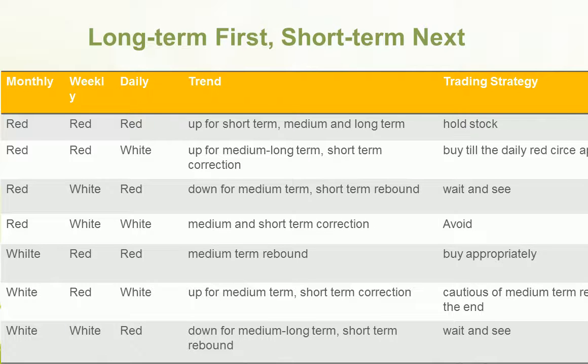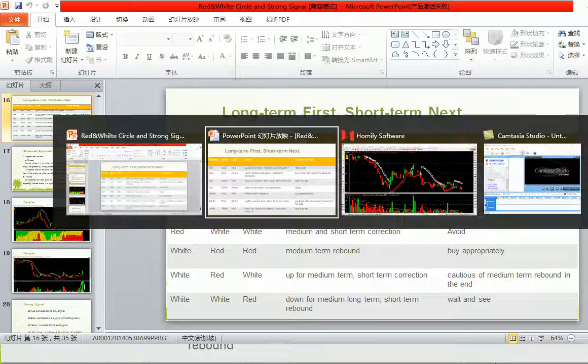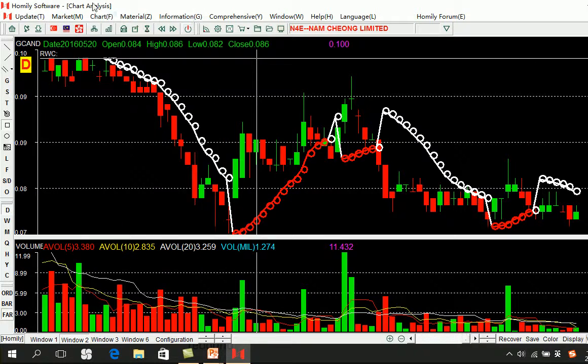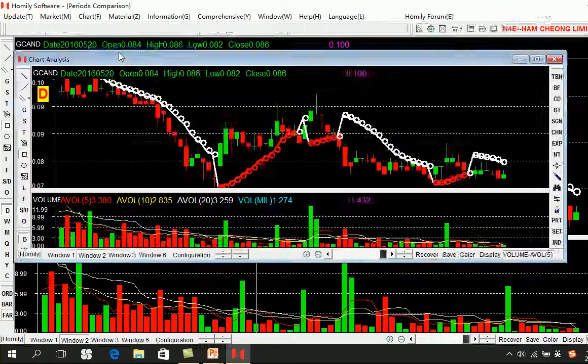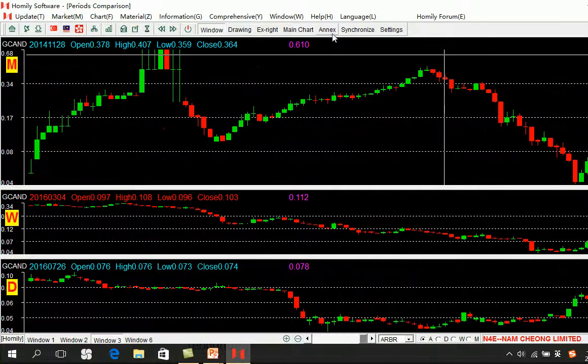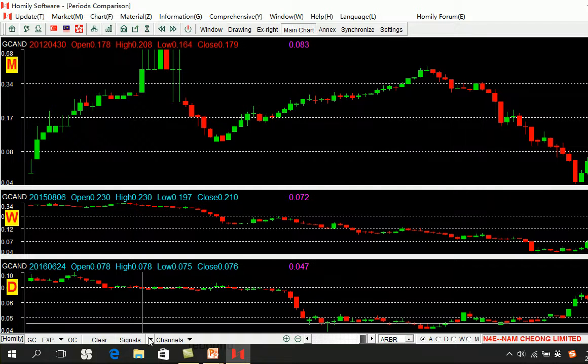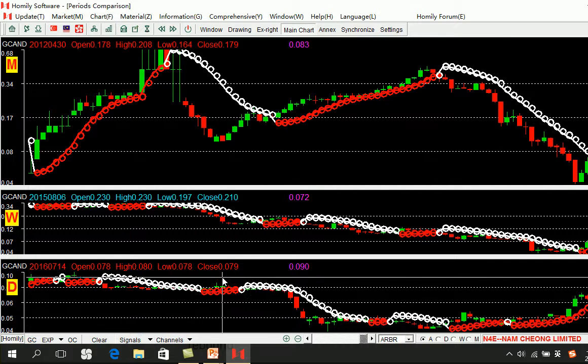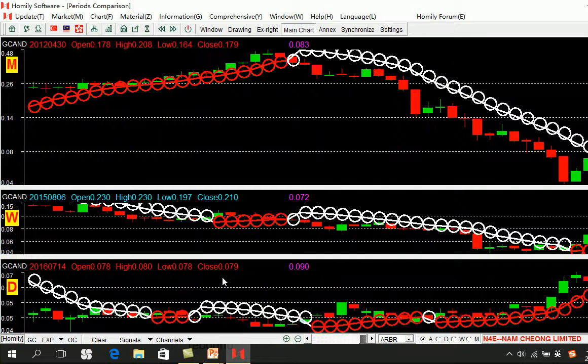Okay. So let's find it. Then we can click chart, period comparison. Okay. Then we can click Windows 3, click main chart. Main chart, then we click SGN, find red and white circle. Okay. So let's see this one.